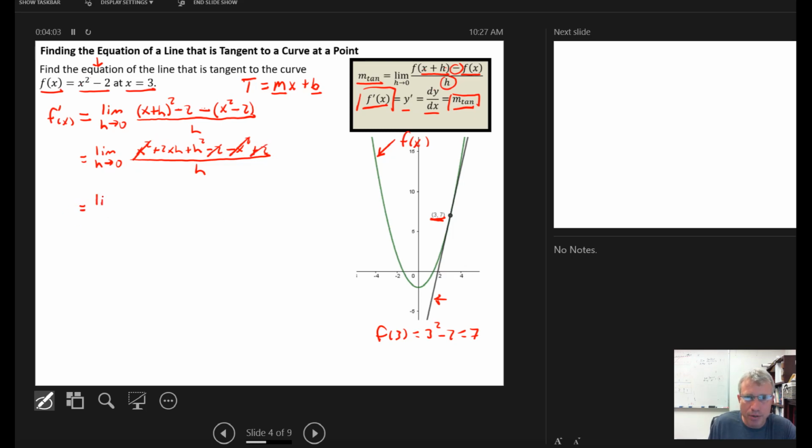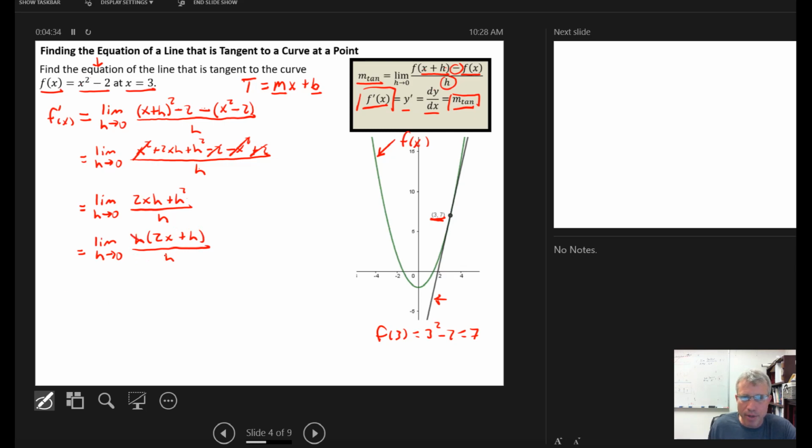So I get the limit as h goes to 0. All that's left in the numerator is 2xh plus h squared, and this is all over h. Now when I look at the numerator, I see that h shows up in each of the two terms, which means I can factor it out using the distributive property. So take the limit as h goes to 0 of h times (2x plus h) all over h.